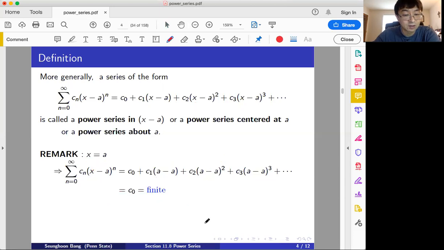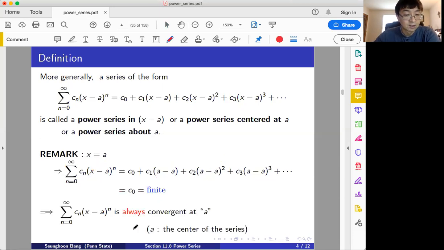So what does it mean? So here, the series is always convergent at a. Is that right? We call a the center of the series. The center of the series. This is like one remark.